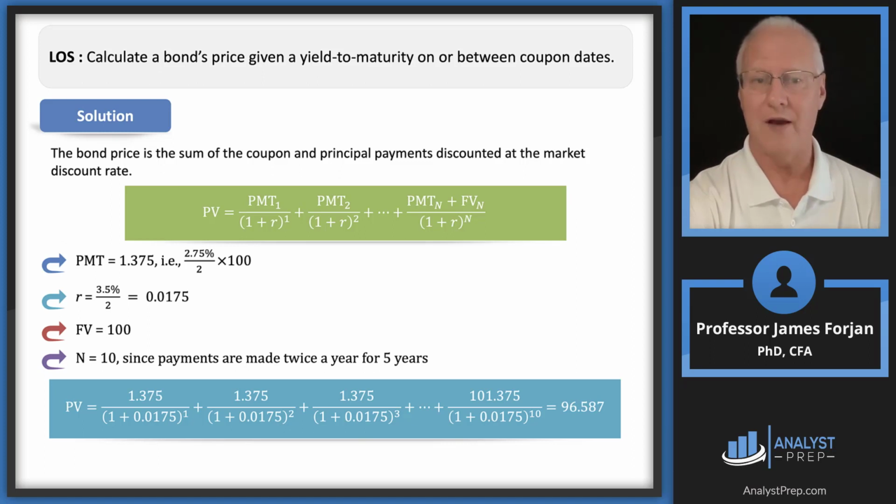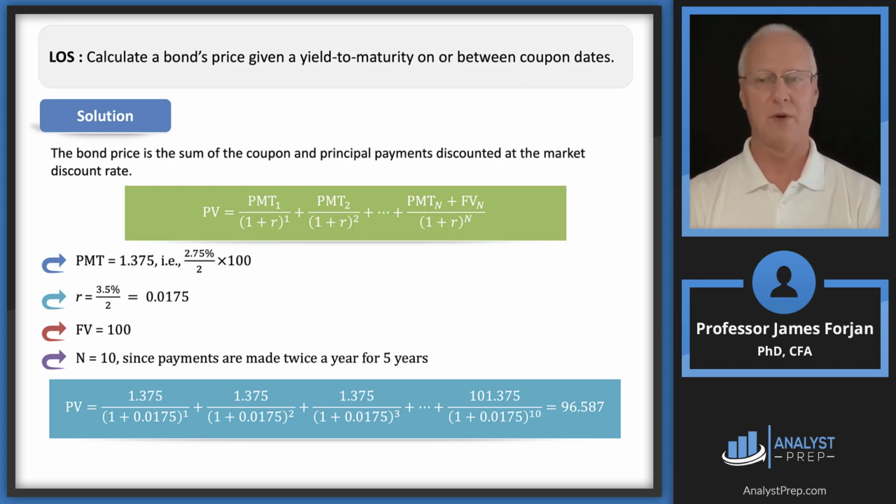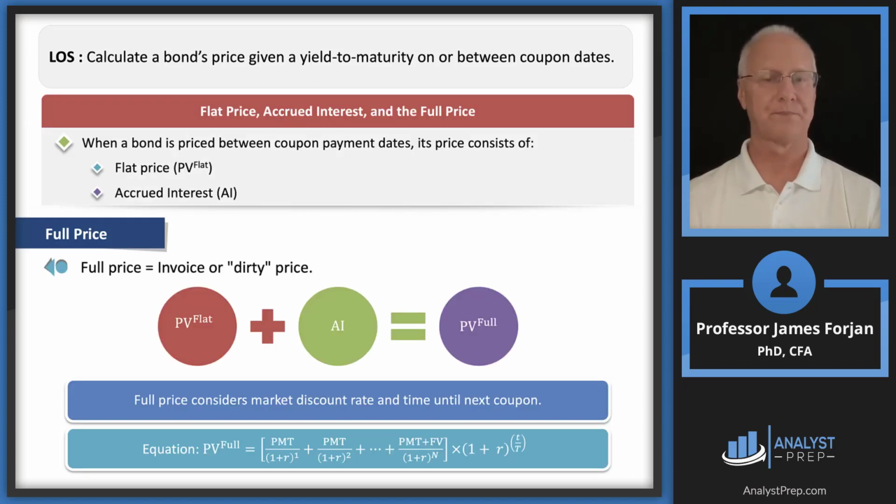Those of you who have the Texas Instruments, remember, you're going to do this the same way. You're going to hit the number and then those 4 time value of money input buttons. And then you have to hit compute first, the CPT button up on the top left. You're going to hit compute present value and you get 96,587. So this solves for this LOS. Calculate the bond's price given a yield to maturity on those coupon dates.